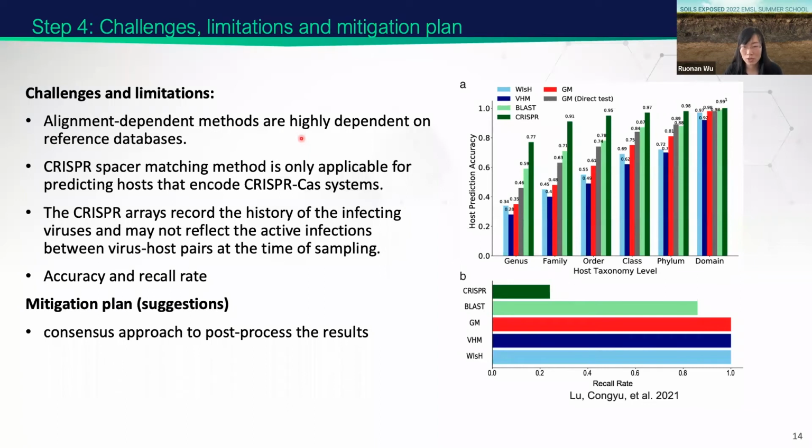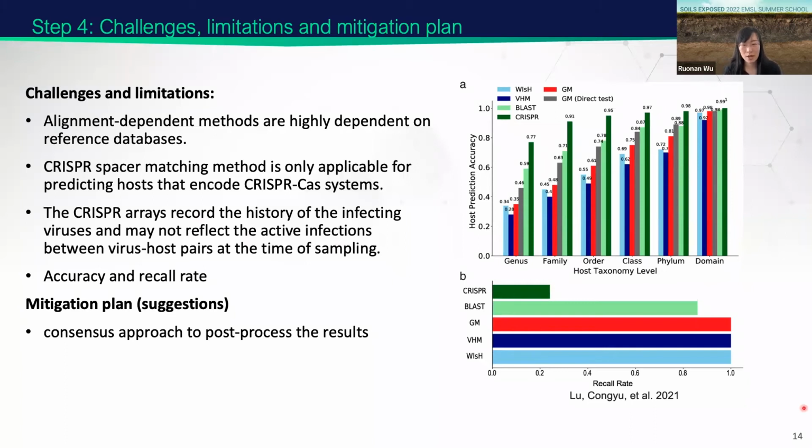Then another limitation of the methods that match the CRISPR spacer is that they will only be able to detect hosts that can encode CRISPR-Cas systems. Additionally, the CRISPR array, as you know, is a kind of history record of previously conjured invaders, and the length of the CRISPR array depends on the ability of the host to maintain the systems over time. Therefore, the CRISPR spacer matching method may not reflect the active infections between virus and host pairs at the time of sampling.